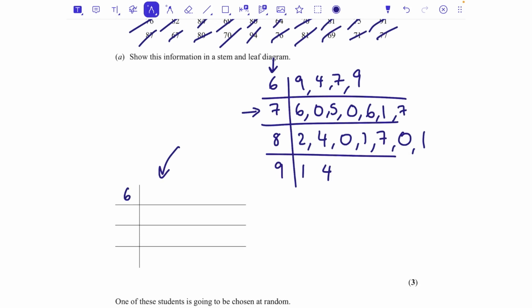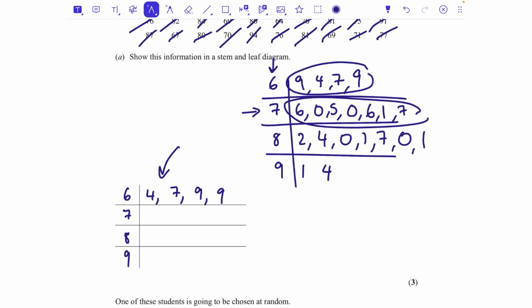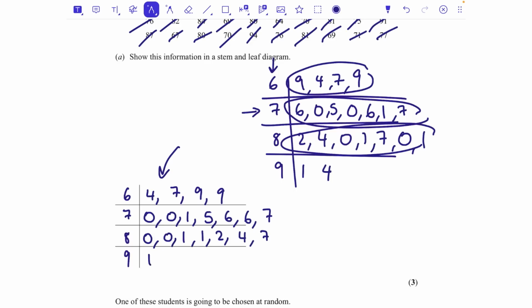So now I'm going to transfer it onto the proper one. Still the tens are in the 60s, 70s, 80s, 90s. Now for this first lot of numbers, these need to go in order. So I'm going to put 4, 7, 9, 9. Then for the second row, I need to put them in order. So I'm going to start 0, 0, 1, 5, 6, 6, 7. And then for the next row, again, I need to put them in order. So 0, 0, 1, 1, 2, 4 and 7. And then the 1 and the 4 on the 90s row. That's just stayed the same.